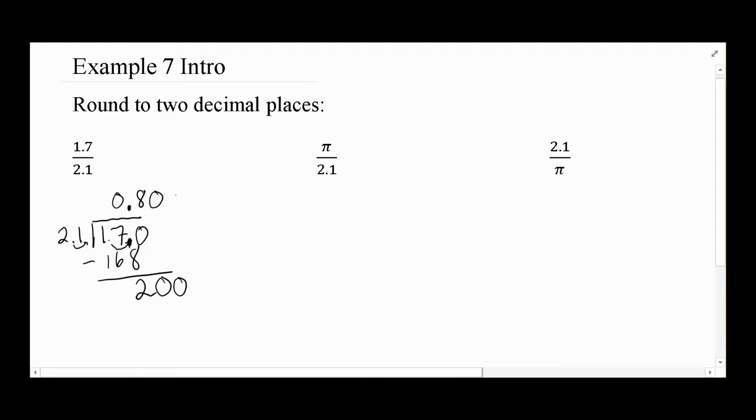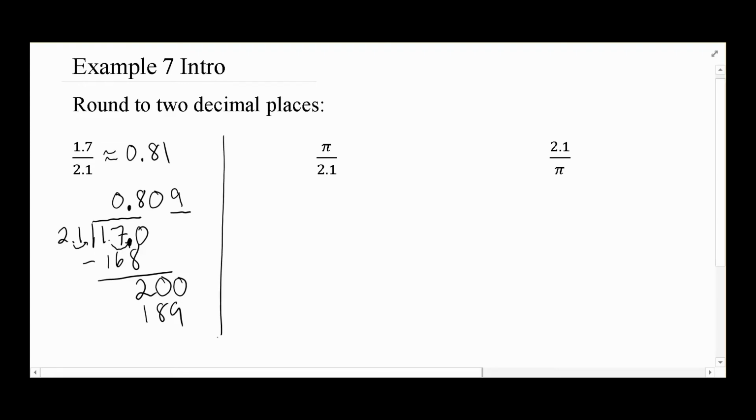So it's going to go in 9 times, and that's going to get me 189, and I can really stop there since I only need to round to 2 decimal places. Since I needed to round to 2 decimal places, my third decimal place is large enough that I need to round up. So even without a calculator, I can see that this rounds out to 0.81. Fair enough. Let's keep going.